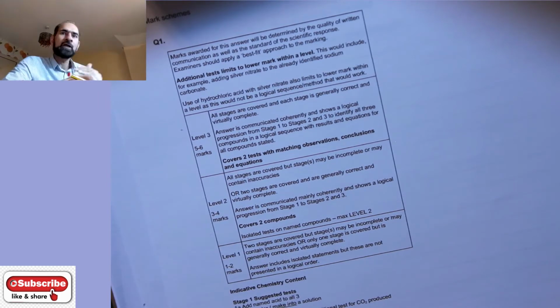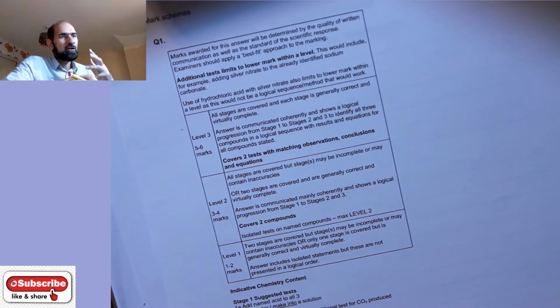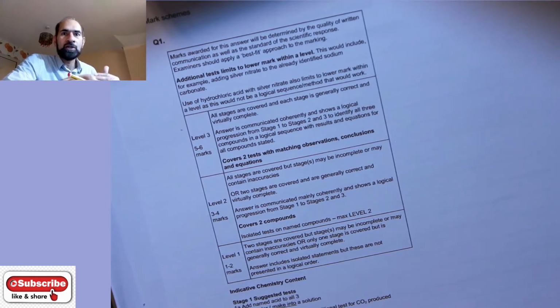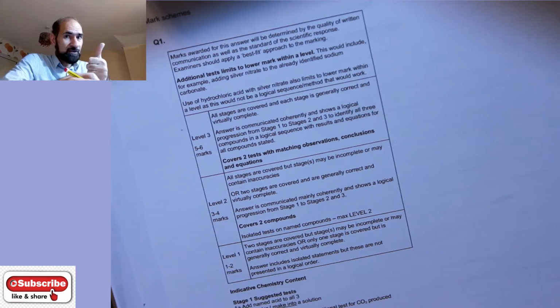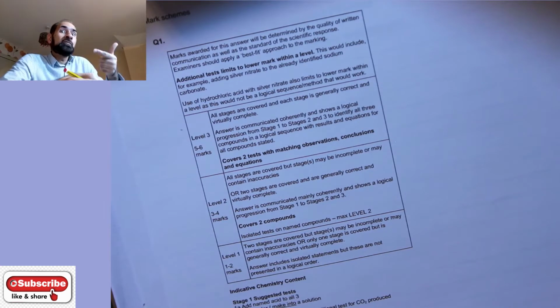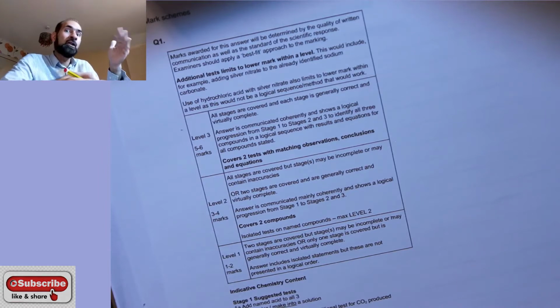Does it flow nicely? Have you used chemistry terminology? Does it follow a logical order? Even in the question, they've told you to outline a logical sequence, so they will be looking at that. Within each level, they'll be looking at your chemistry content and then the flow, the logical sequence. If you've got the chemistry content but not the logical sequence, then you'll get the lower of the 2 marks.